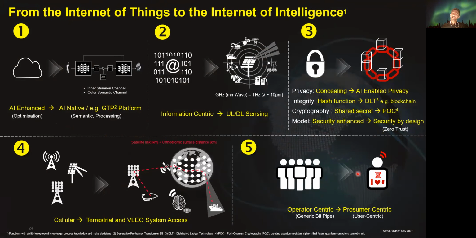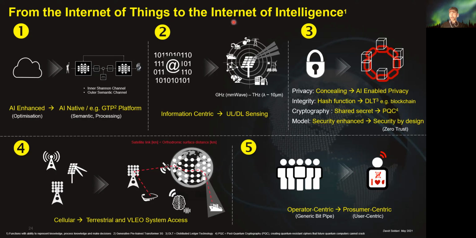So what is 6G then? Why do we need 6G? The shifting paradigm from 5G, 5.5G to 6G is about shifting from connecting anything and everything to connecting intelligence. Therefore, we want to move from the Internet of Things of today, enhanced tomorrow, to the Internet of Intelligence. And I define intelligence as functions with the ability to represent knowledge, to process knowledge and make decisions. If any of these characteristics is missing, that particular element cannot be considered intelligent.